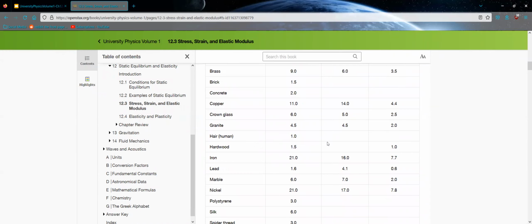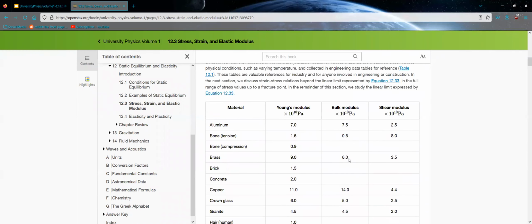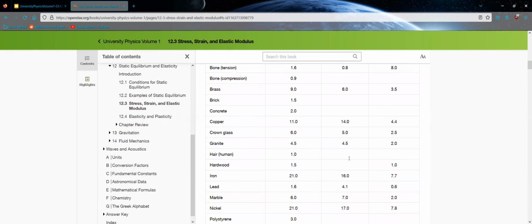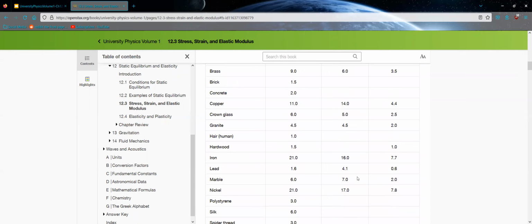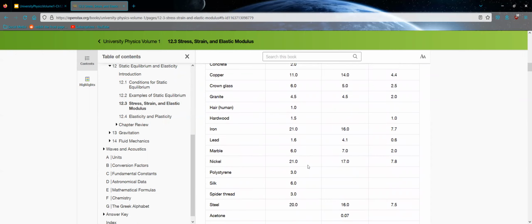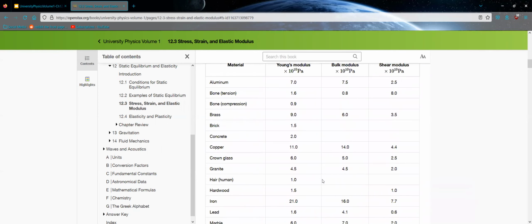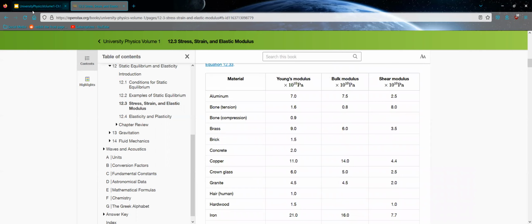Example here, granite is the same, and copper actually is a lot better at resisting being squished from all directions than it is at resisting being squished from one direction. Right? Interesting stuff. And some things are very much stronger in one than the other. Nickel down here is a lot stronger in the bulk modulus than in Young's, or that one direction.